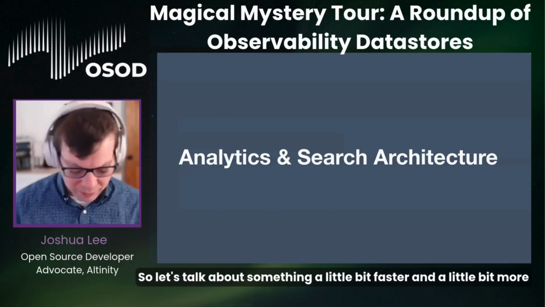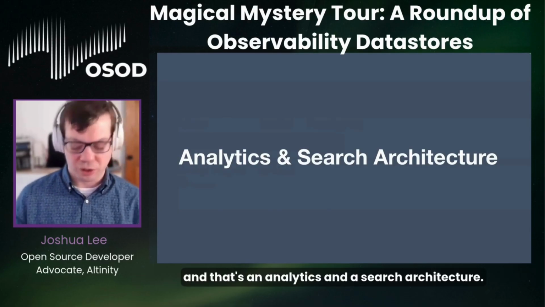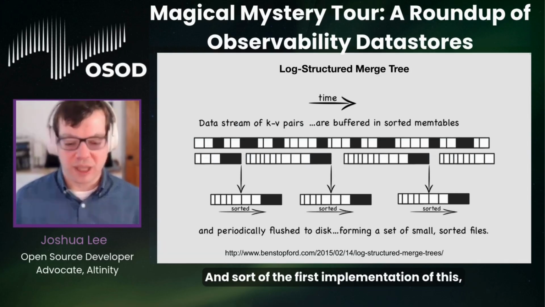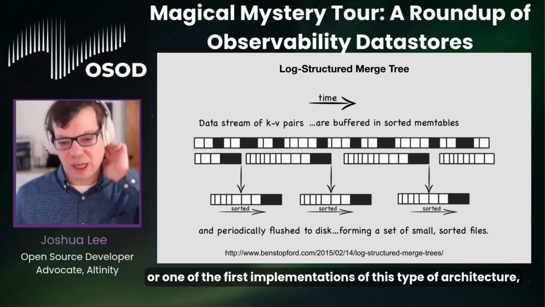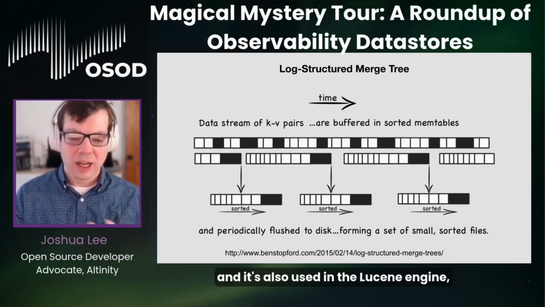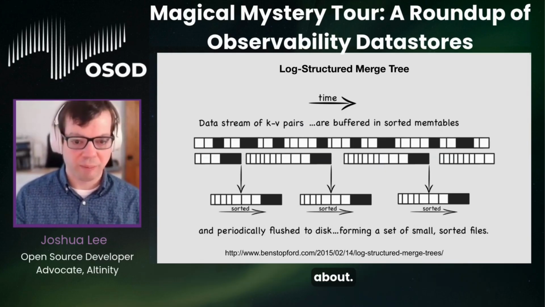So let's talk about something a little bit faster and a little bit more purpose-built for observability, and that's an analytics and a search architecture. One of the first implementations of this type of architecture is the log structured merge tree, which is used in Kafka, and it's also used in the Lucene engine, which is used by a number of databases that we're going to be talking about.